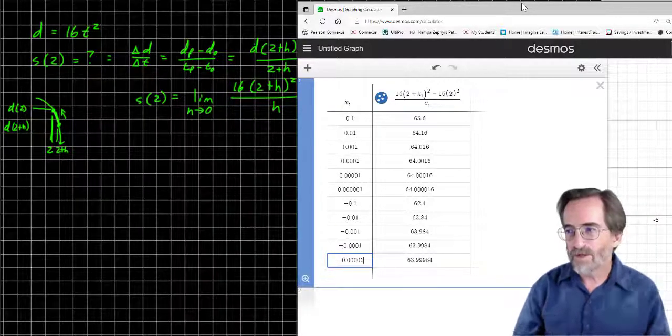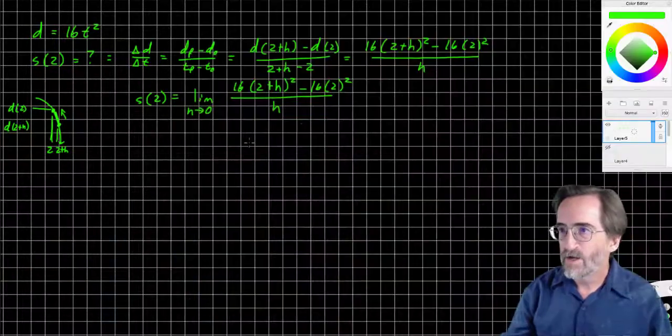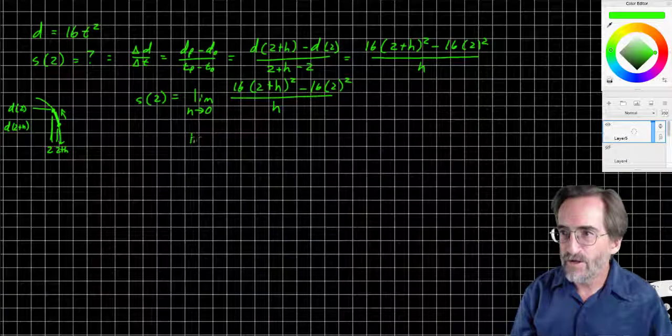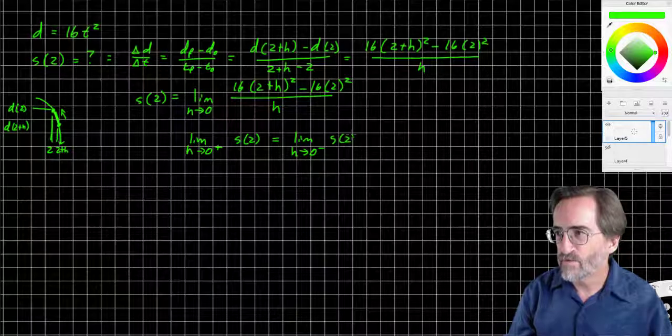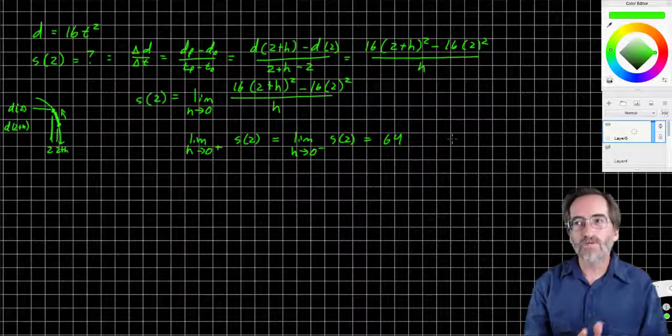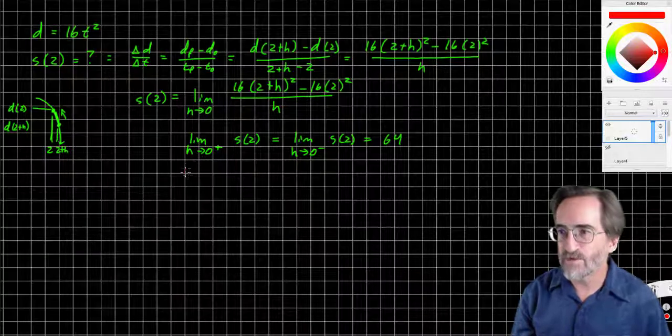Okay, and so here's what I've discovered by experimentation with my table. I've discovered the limit as h approaches 0 from the right side of S of 2 equals the limit as h approaches 0 from the left side of S of 2 equals 64. They both equal 64 from the left-hand side and the right-hand side. And so I'm introducing something here. This is called the right-hand limit.